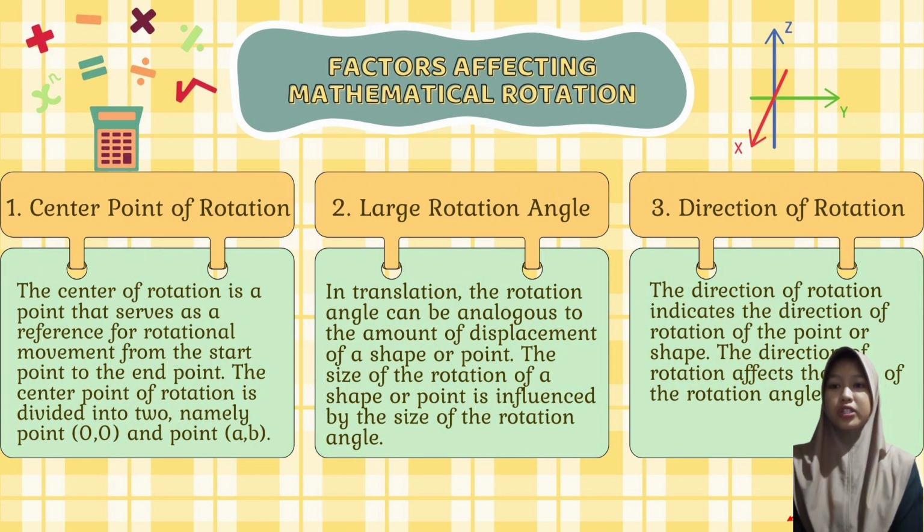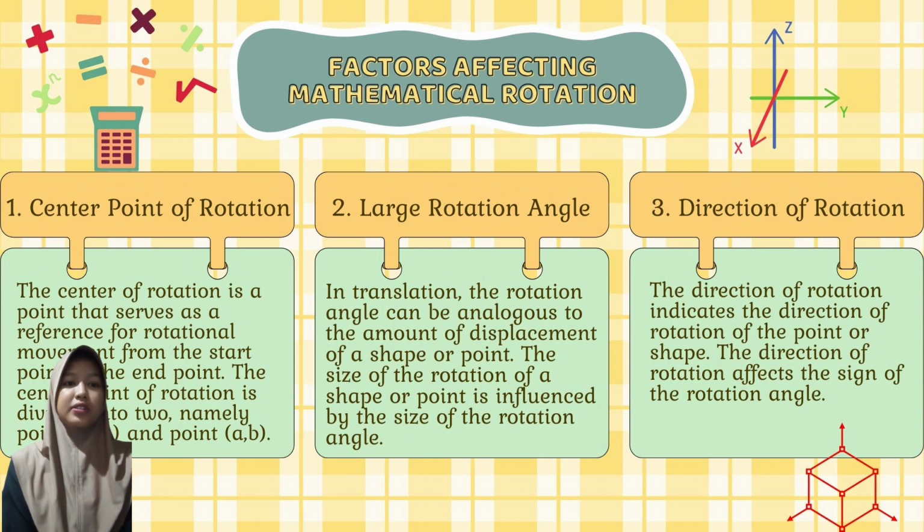The second is the size of the rotation angle. In rotation, the rotation angle can be analogous to the amount of displacement of a shape or point. The size of the rotation of a shape or point is influenced by the size of the rotation angle. The third, direction of rotation. The direction of rotation indicates the direction of rotation of the point or shape. The direction of rotation affects the signs of the rotation angle.